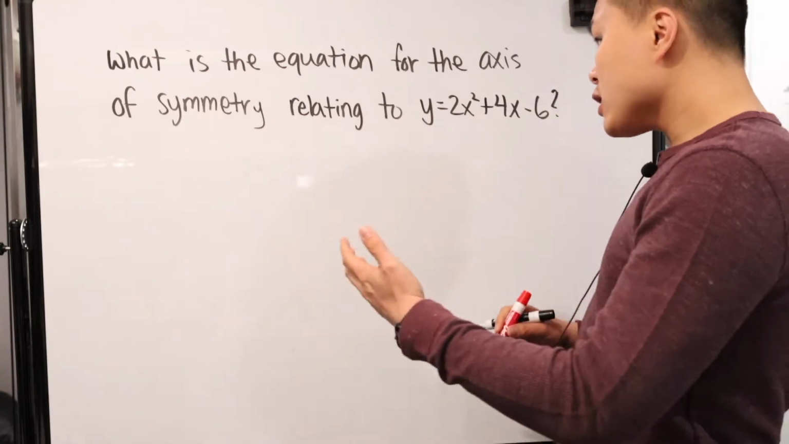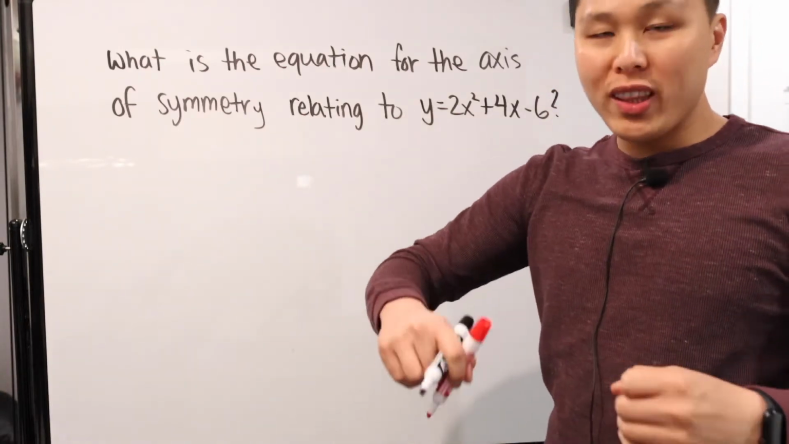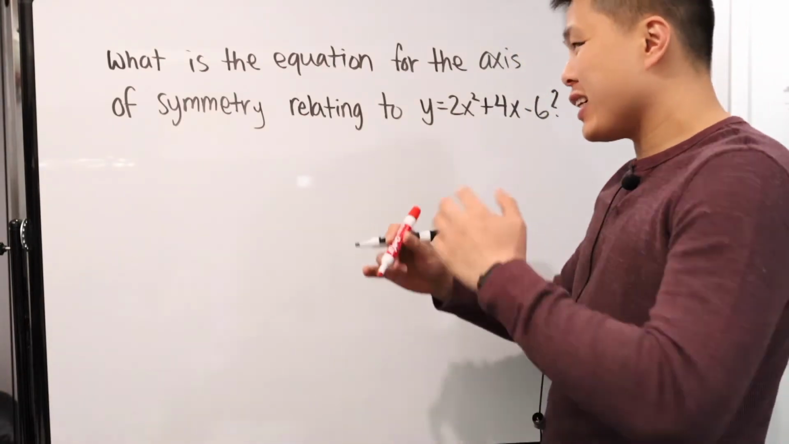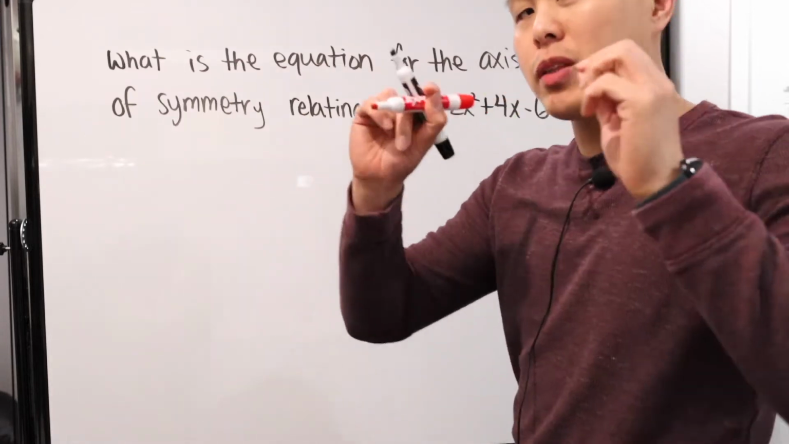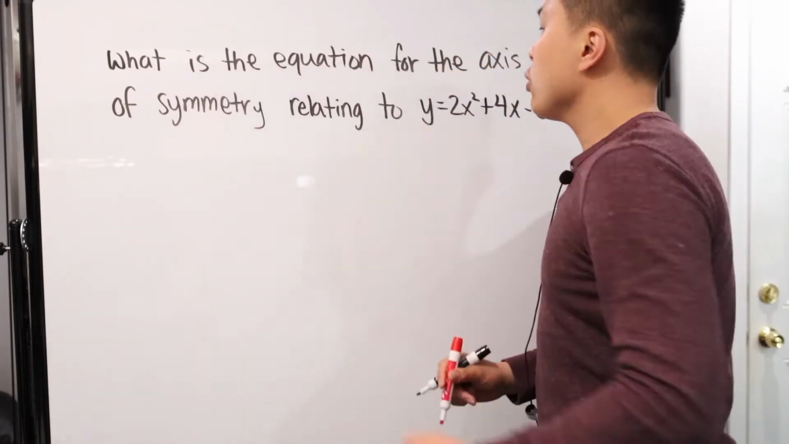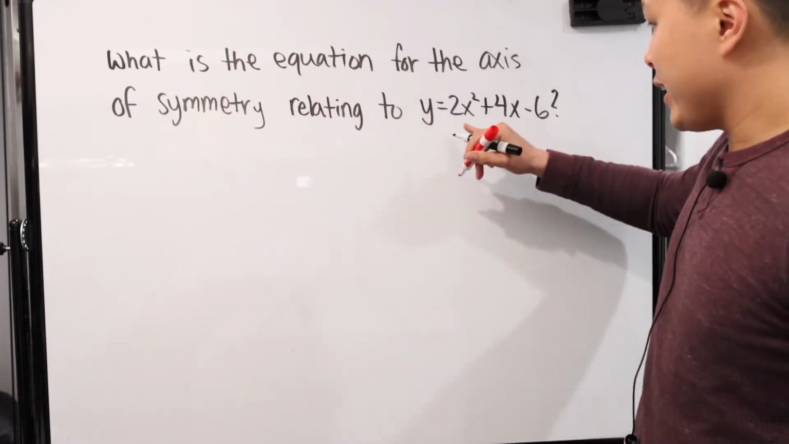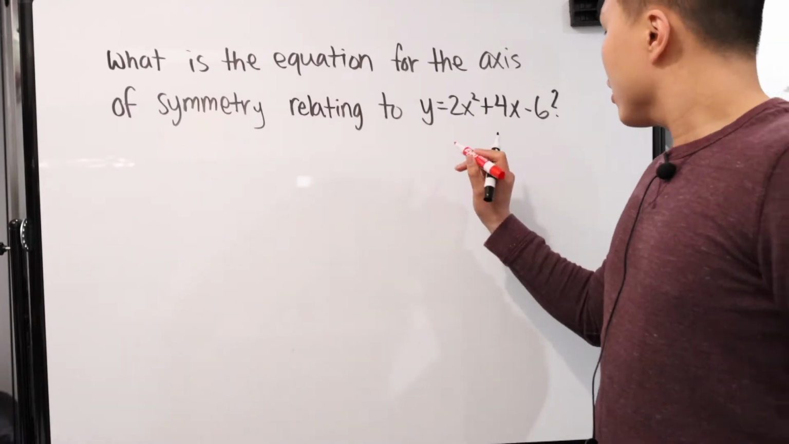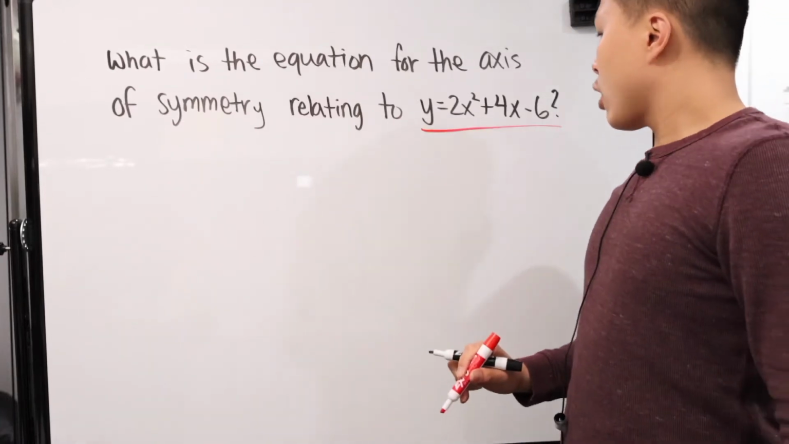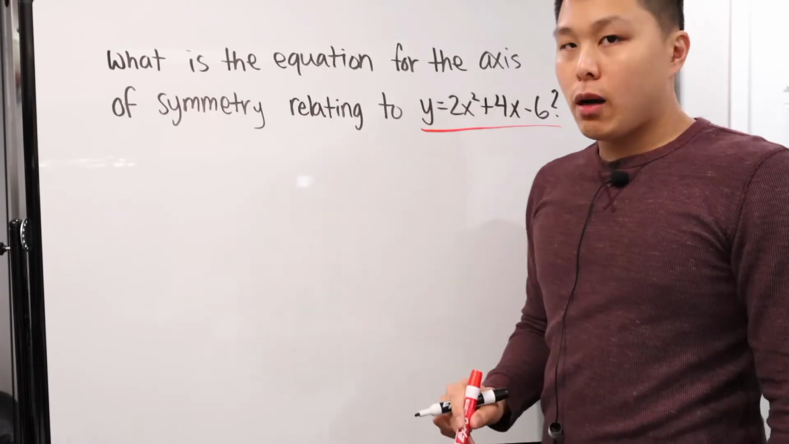Alright, so our next problem right here is still related to the vertex, even though it doesn't seem like it. It's asking about something slightly different. What is the equation for the axis of symmetry relating to this particular equation? y equals 2x squared plus 4x minus 6.